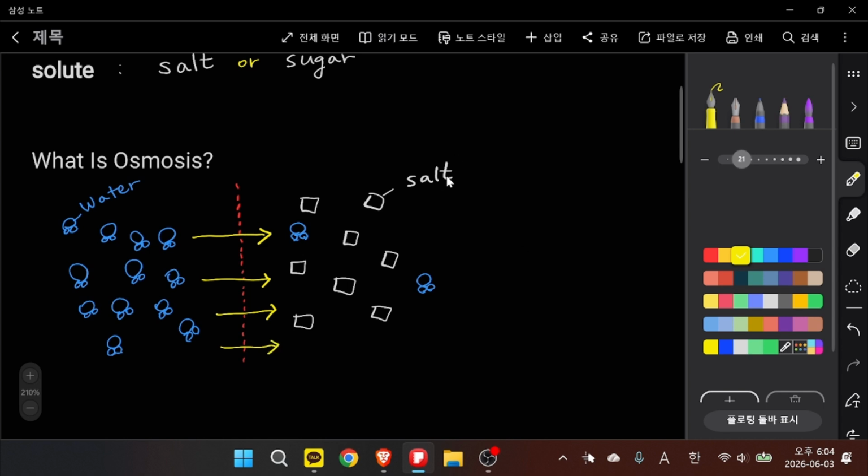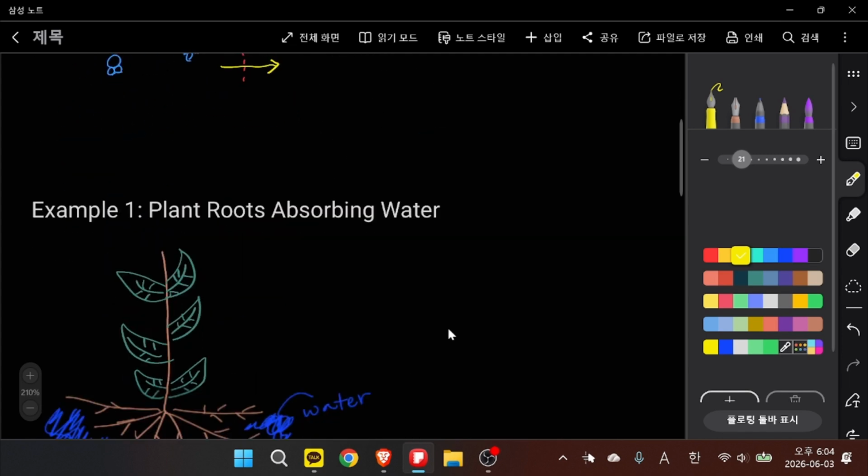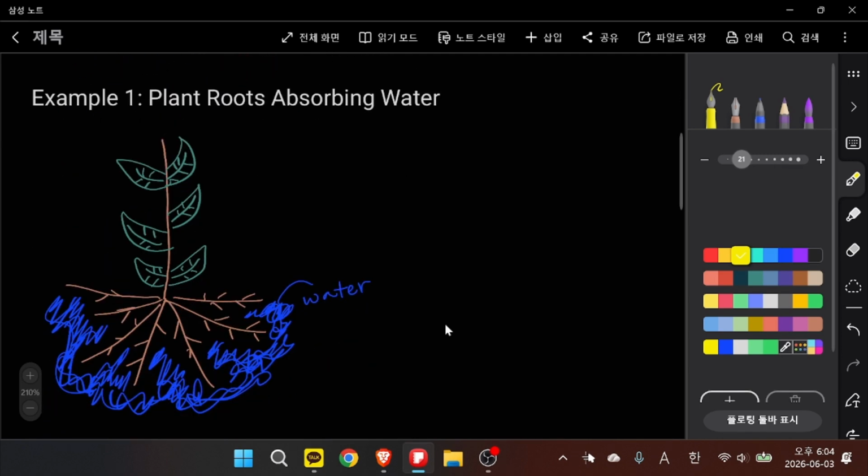Let's look at some examples. Plants absorb water through their roots. The cells in the root usually contain more dissolved substances than the water in the soil. Because of this, water moves from the soil into the root cells. This is how plants take in water.